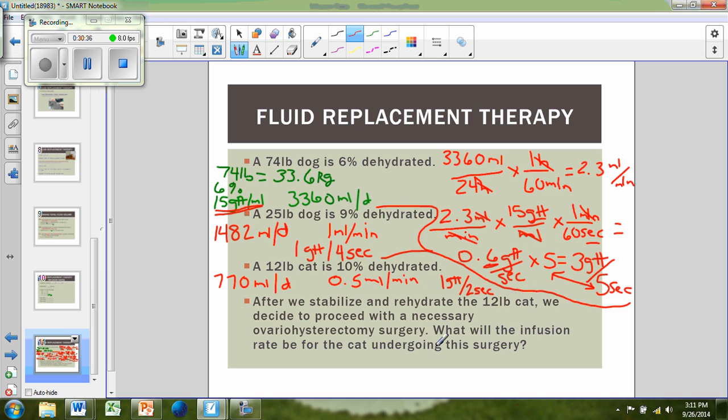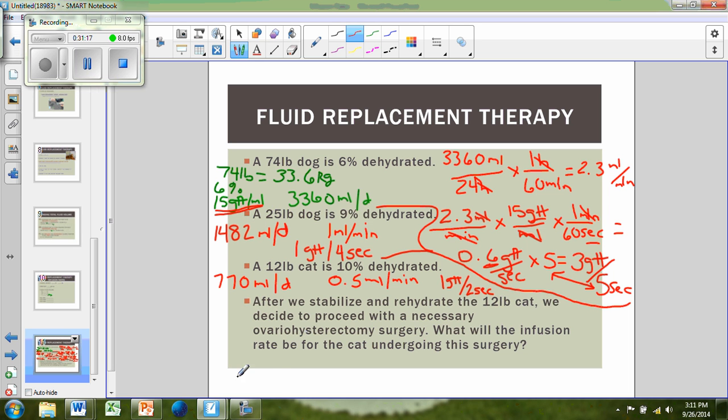Okay? All right. So now, after this 12-pound cat that's 10% dehydrated, the rest of the problem says after we stabilize and rehydrate the 12-pound cat, we decide to proceed with a necessary ovariohysterectomy surgery, which is a SPAY. What will the infusion rate be for the cat undergoing the surgery? So you figured out how to stabilize the cat. You're going to be giving 770 mLs per day and set the drip rate for 1 drop per 2 seconds. Once you stabilize the cat on that amount, you're going to redo your calculation for the surgery infusion rate.